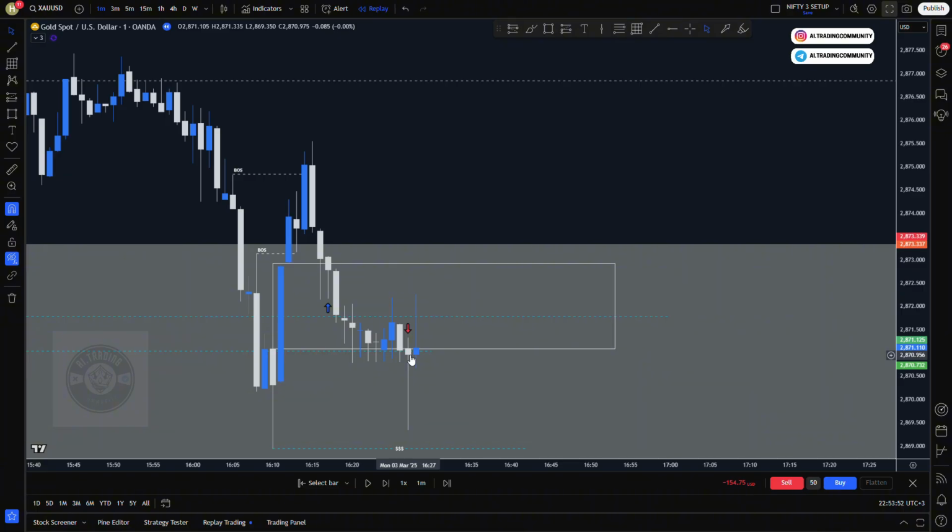Most of the traders, based on their 1 minute change of character, initiate their trade and expect that the market might go up from that area. But you can see that the market went up from that area, but still the market took liquidity from below. So on my other account, I was initiating my trade like this, holding it like this, okay?